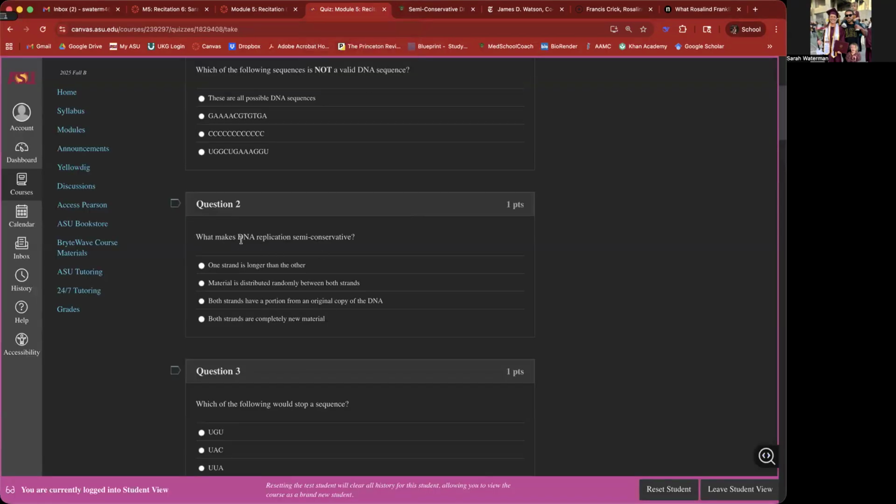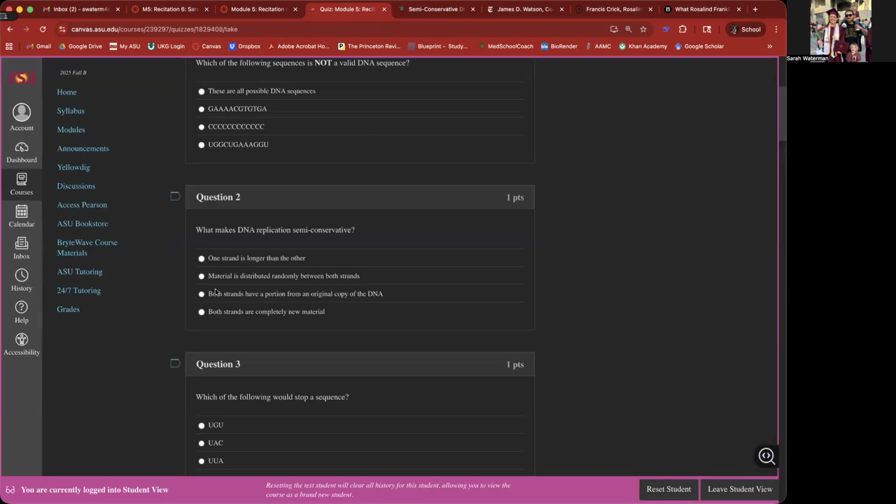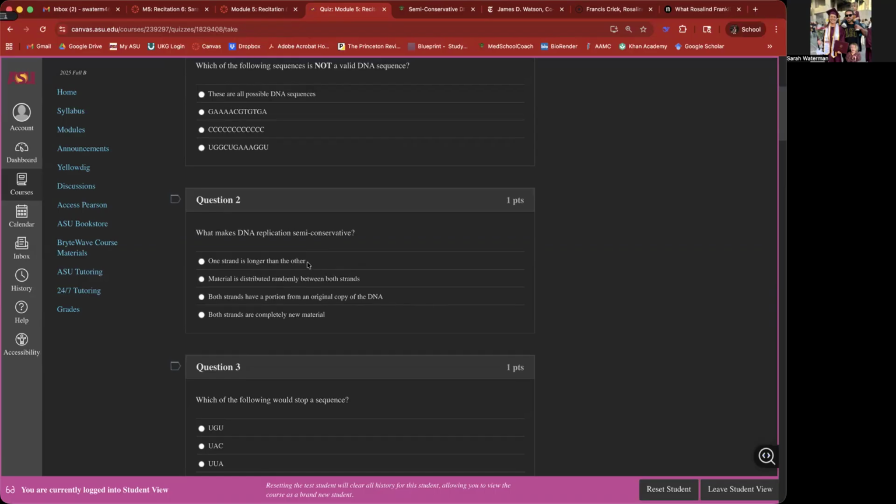So when we're looking at what makes DNA replication semi-conservative, semi-conservative means one parent strand and one daughter strand per second generation, so to speak. So let's look over these answers and see which ones you think follow that.